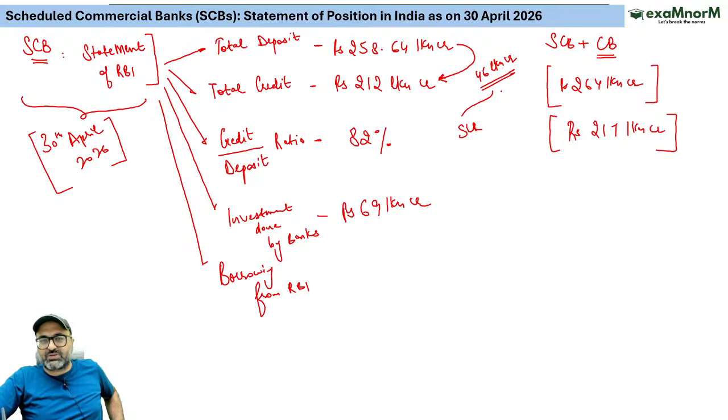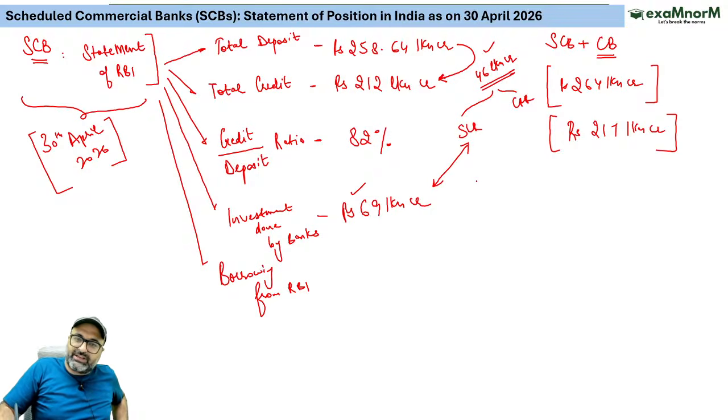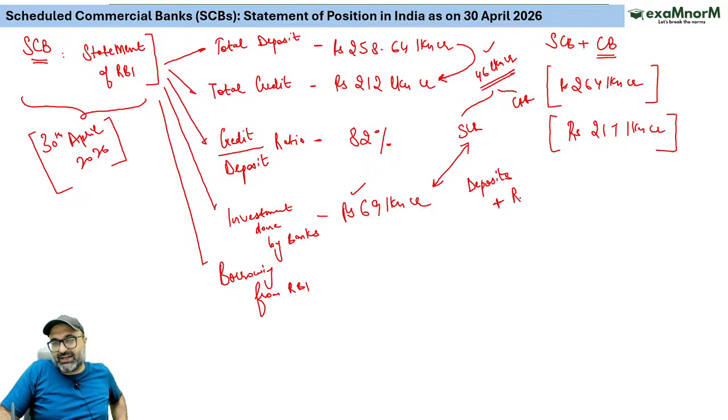Some of the funds which are not written over here, they have been held in the form of cash as CRR. If you look carefully, this is 46 lakh crores, but the investment is 69 lakh crore, which clearly gives us the picture that the bank has not only invested its deposits, the bank has also invested its reserves, its own funds.